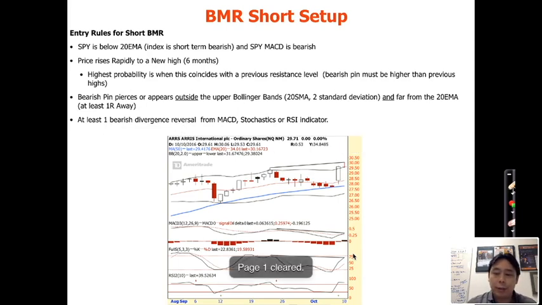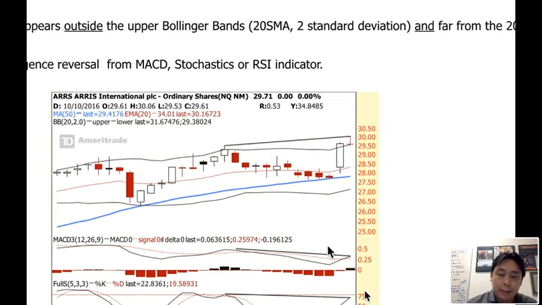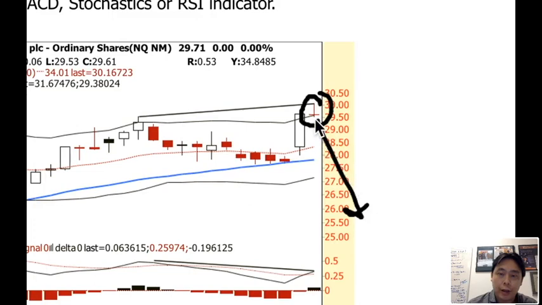So let's take a look at this example. You can see price is rising rapidly to a new high, and it's the highest high in the last 6 months. We have a bearish pin bar appearing outside the upper Bollinger Bands, and a bearish divergence on the MACD and the stochastics. So perfect, we are looking for it to reverse down. We're going to take a short entry over there, put a stop loss over there, and catch the wave down, taking our profit somewhere over here.